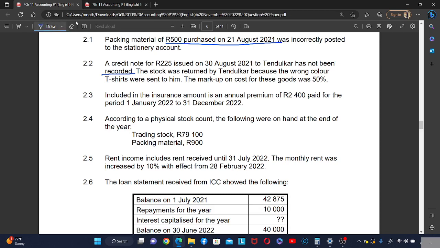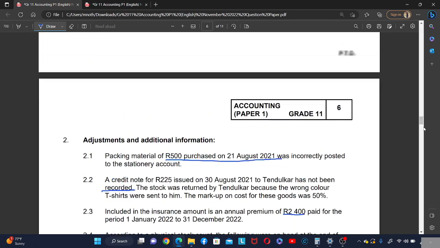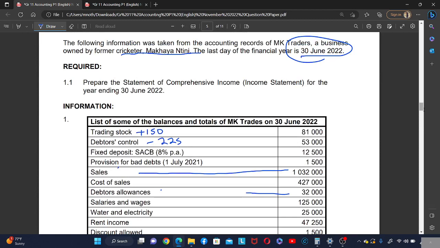2.3. Included in the insurance amount is an annual premium of 2,400 paid for the period of 1 January 2022 to 31 December 2022. Now, our financial year ends when? Our financial year ends on 30 June 2022. So meaning that our financial year starts on 1 July 2021 and ends on 30 June 2022. Okay.